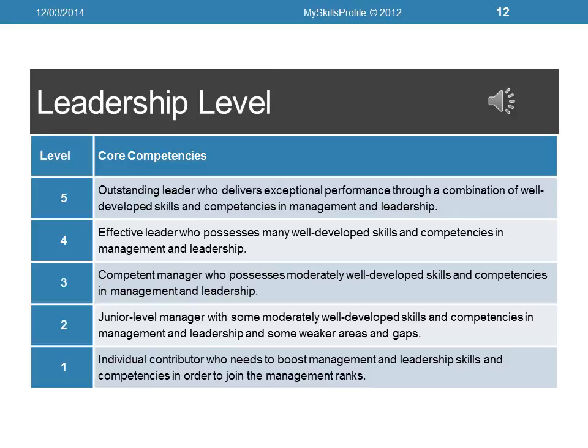At the other end of the continuum, a Level 1 leader is defined as an individual contributor who needs to boost their management and leadership skills and competencies in order to join the management ranks. The leadership level indicator is based on an executive's total score on the questionnaire. In order to achieve a Level 5, you need to score in the top 10%.